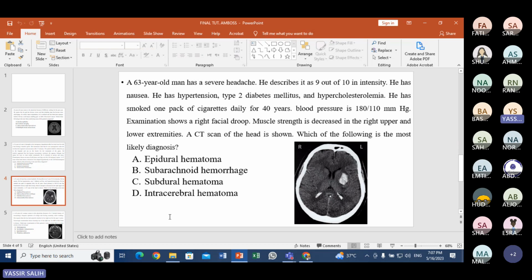What is your opinion? Subarachnoid hemorrhage. Subarachnoid hemorrhage. Why subarachnoid hemorrhage? How do you justify your answer?